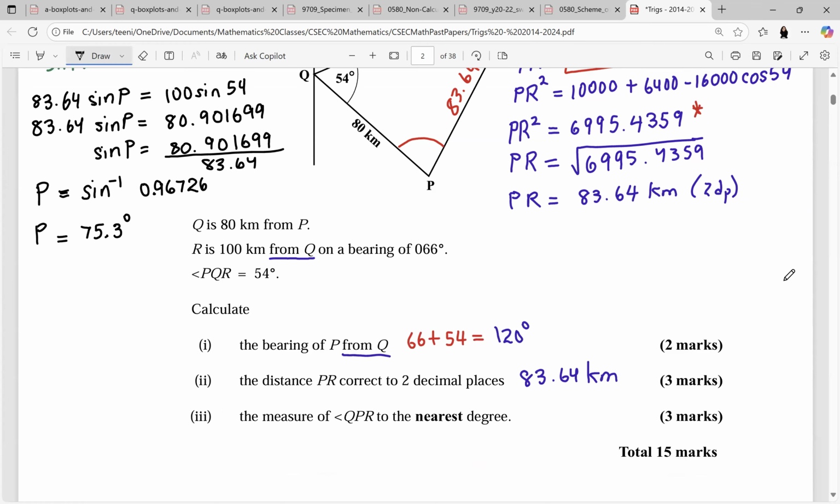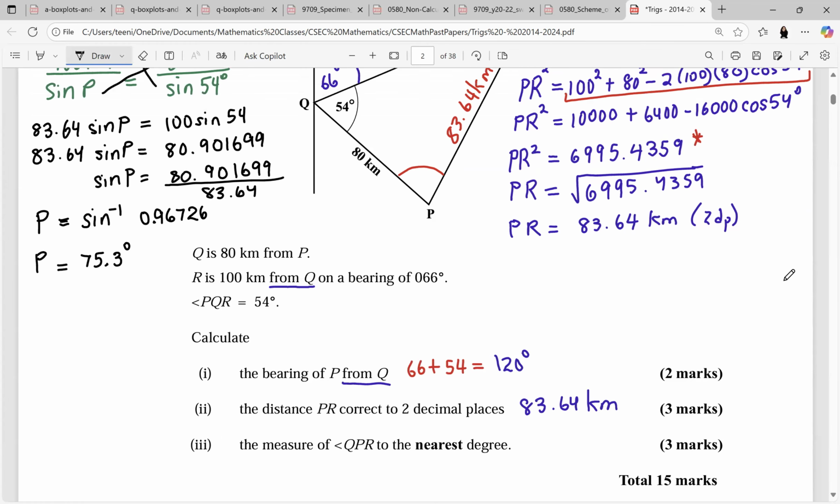So that's the answer, guys. Tell me if you got it. If you want me to go through it with you again, 75.3. Oh, sorry, it says to the nearest degree. Good job. It says to the nearest degree, so this will be 75 degrees, right? Because it says to the nearest degree, so nearest whole number. The answer is 75 degrees.